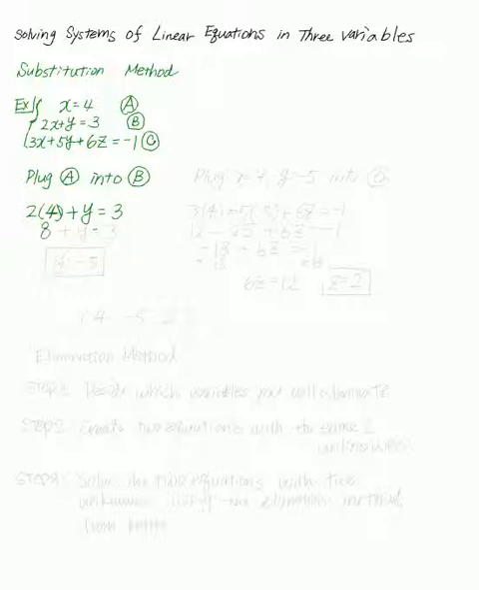I'm going to start out multiplying 2 times 4 to give me 8, plus y equals 3. And then I'm going to subtract the 8, giving me that y is equal to -5. I now know that x is equal to 4 from above, and y is equal to -5. I'm now going to plug in x equals 4 and y equals -5 into the third equation, equation C.